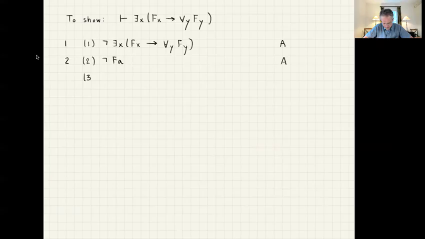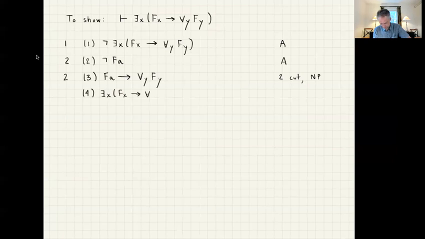Now I'm going to allow myself to use negative paradox again. So Fa, if Fa, then for all y, Fy. So that's just 2 cutting in negative paradox. Okay, so then there is something such that if it is F, then everything is F. That's a direct contradiction against line 1. So that's just 2 existential introduction.